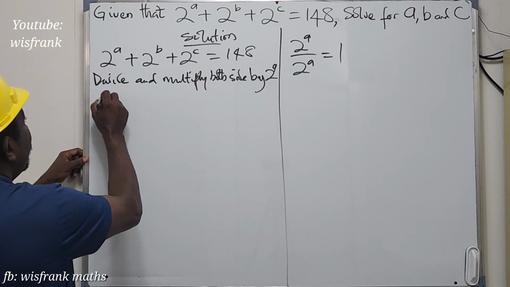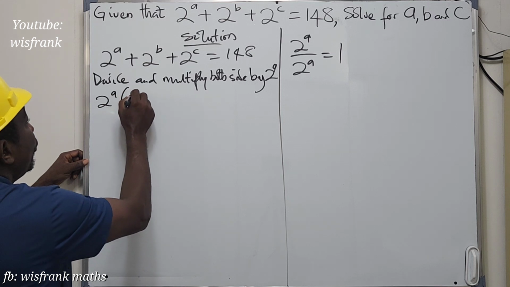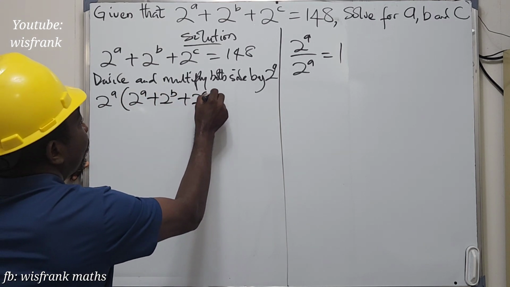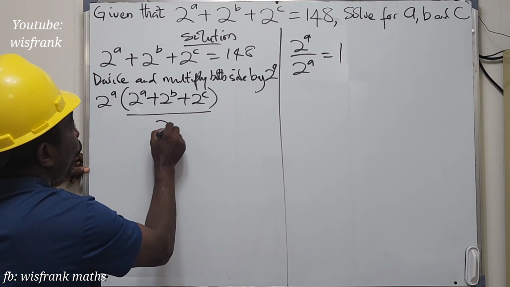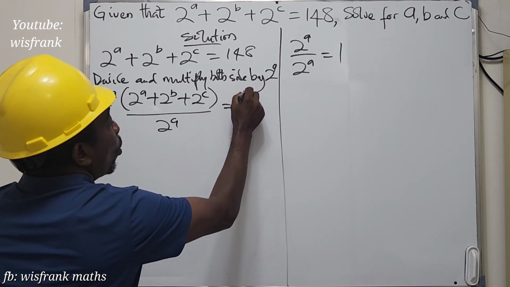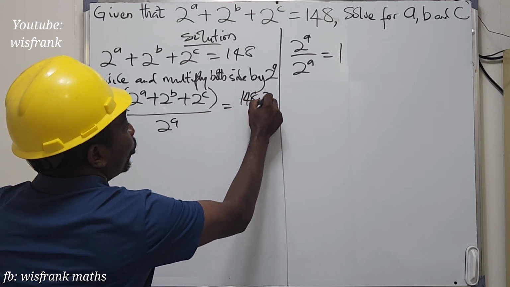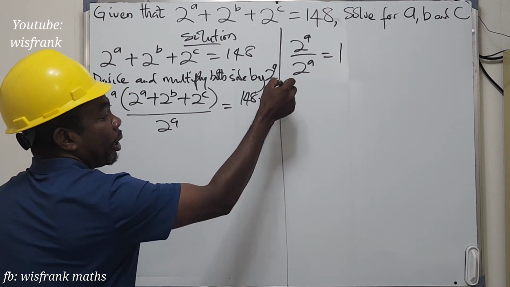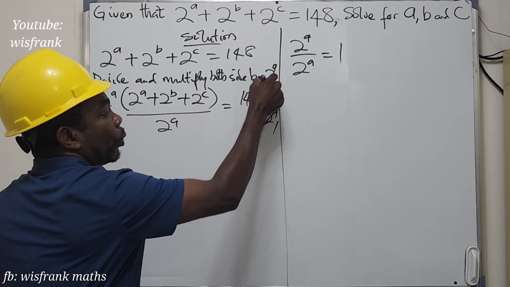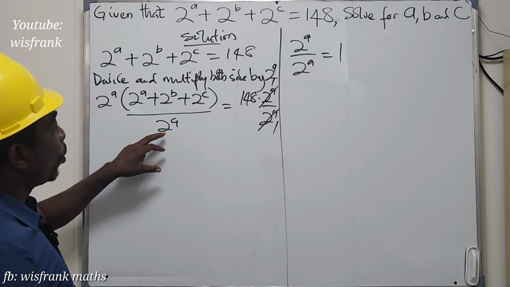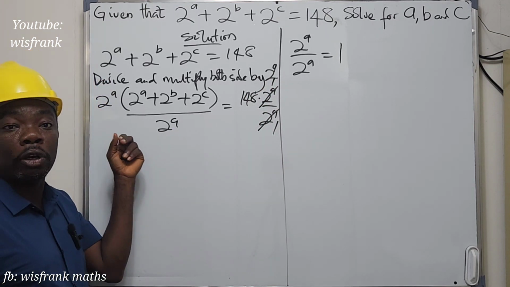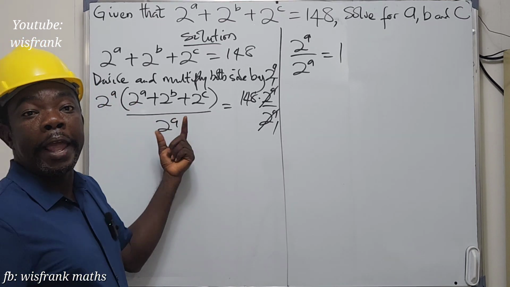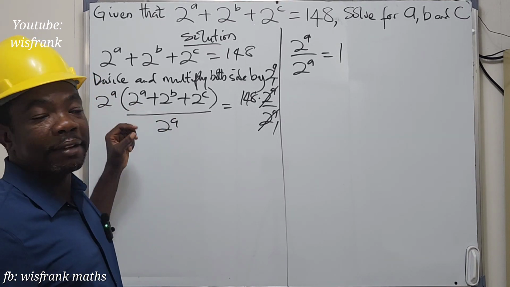So this will become 2 to the power of A into (2 to the power of A plus 2 to the power of B plus 2 to the power of C), all divided by 2 to the power of A, equals 148 times 2 to the power of A all over 2 to the power of A. In this case, 2 to the power of A will cancel here and 2 to the power of A will cancel here. So here, we will not be able to cancel this side because our intention is to simplify this left-hand side.